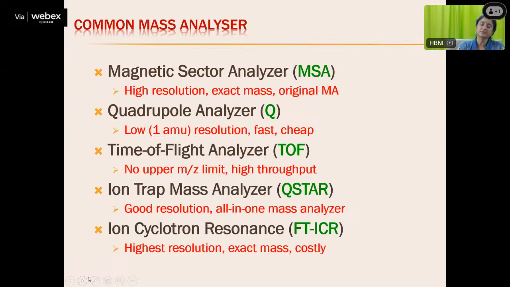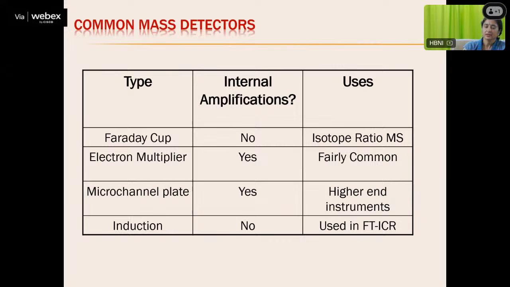So what are the various types of mass analyzer? It is either magnetic sector, quadrupole analyzer, time of flight, ion trap, or ion cyclotron. These are the various types of mass analyzer. And what are the various types of detector? Either Faraday cup, which is normally used in isotopic ratio mass spectrometers or in TIMS, thermal ionization mass spectrometer, which is dedicated to isotopic ratio. They normally use Faraday cups. Then electron multiplier, mostly used in ICP-MS and other cases, microchannel plate, and induction. So these are the things.